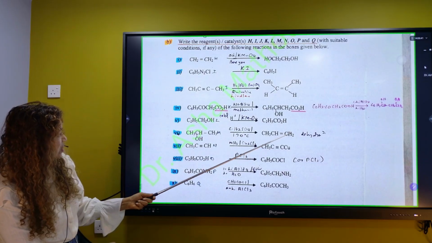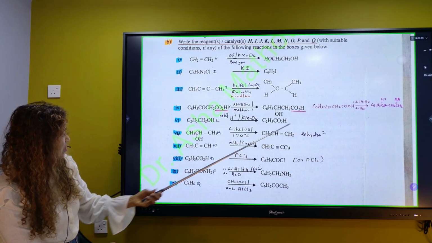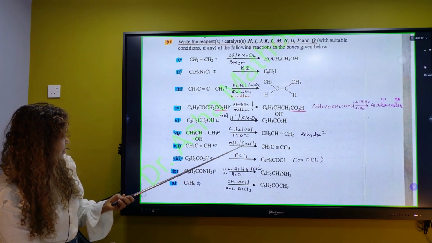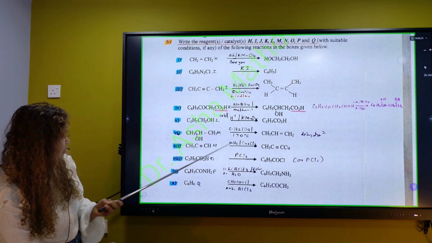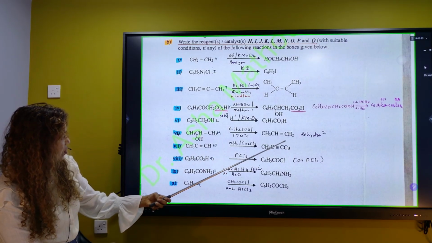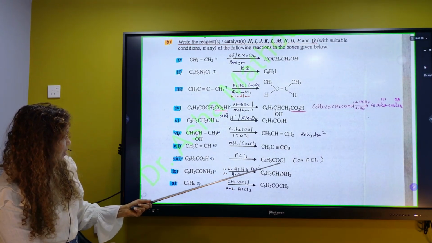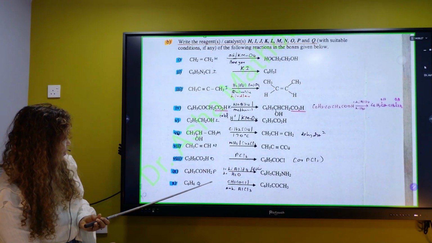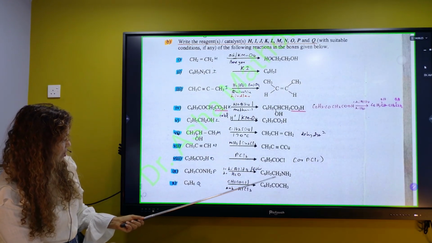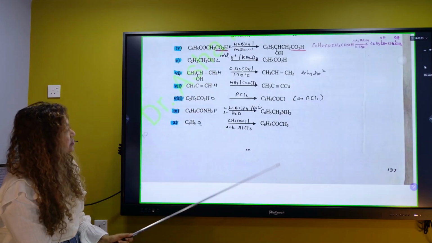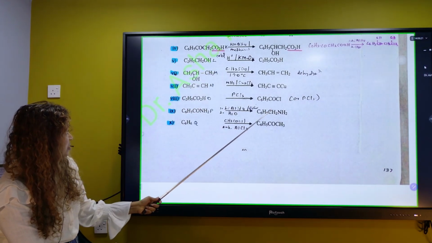And this one is the elimination or dehydration. This is substitution, replacement. Hydrogen gets away and copper joins. PCl3, OH to Cl. CONH becomes CH2NH2 with lithium aluminum hydride, ether, reduction.